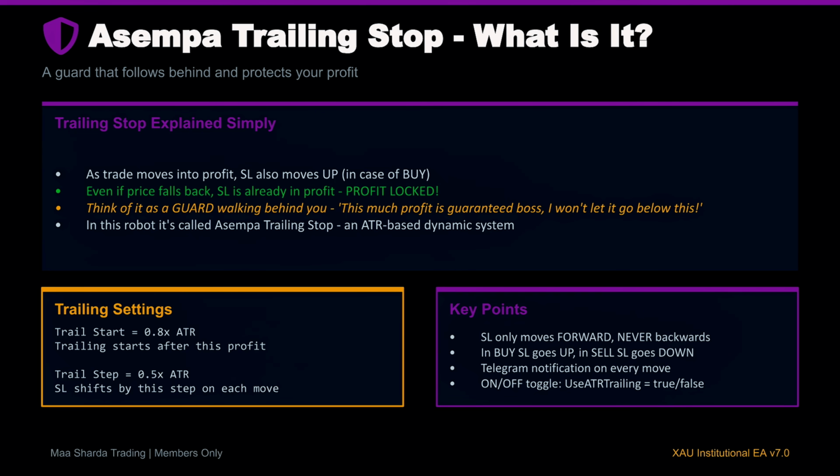The ATR trailing stop is a safeguard that locks in profit as the trade moves favorably. The stop loss only moves forward, never backward. Trailing starts after a profit of 0.8x ATR and moves in steps of 0.5x ATR. This system guarantees profit even if the price reverses.